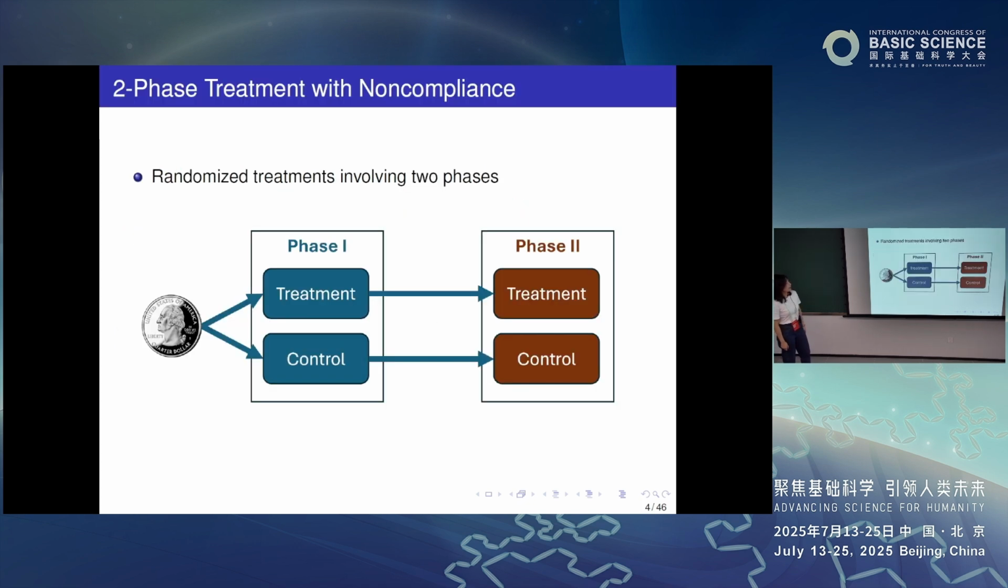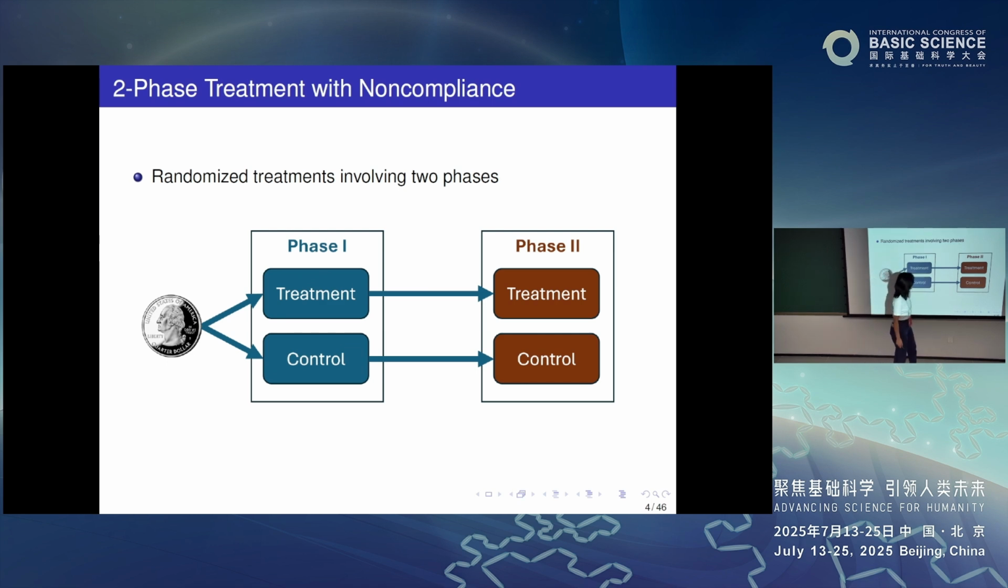As you might know, many well-designed randomized studies often involve more than one phase. This is an example where you have two phases of the treatment. At the beginning, in phase one, subjects were randomized to either the treatment group or the control group, maybe by the flip of a coin. It's purely random.